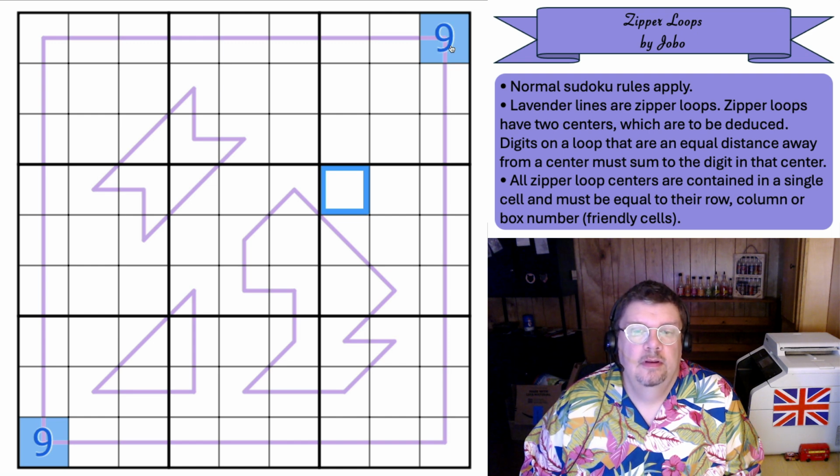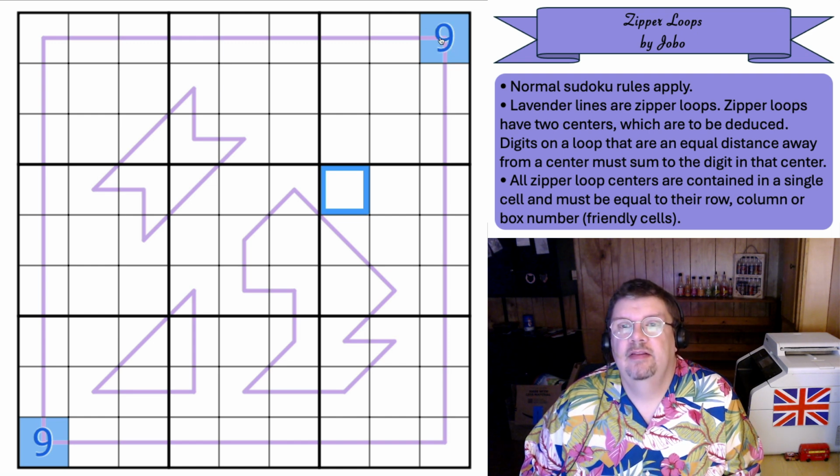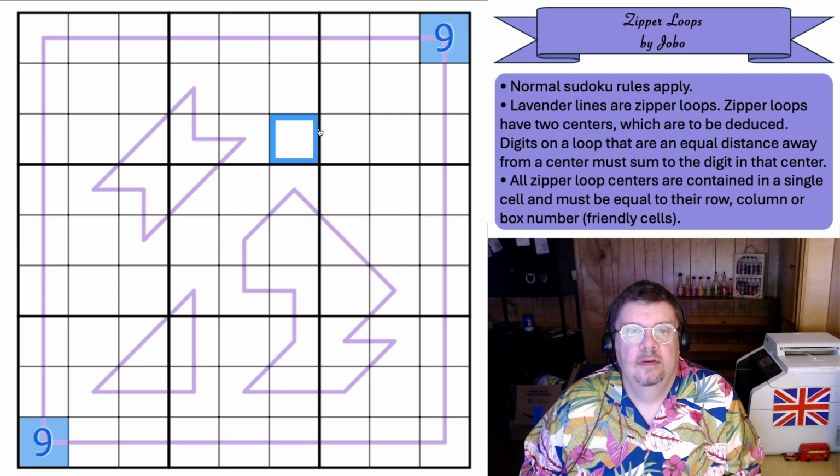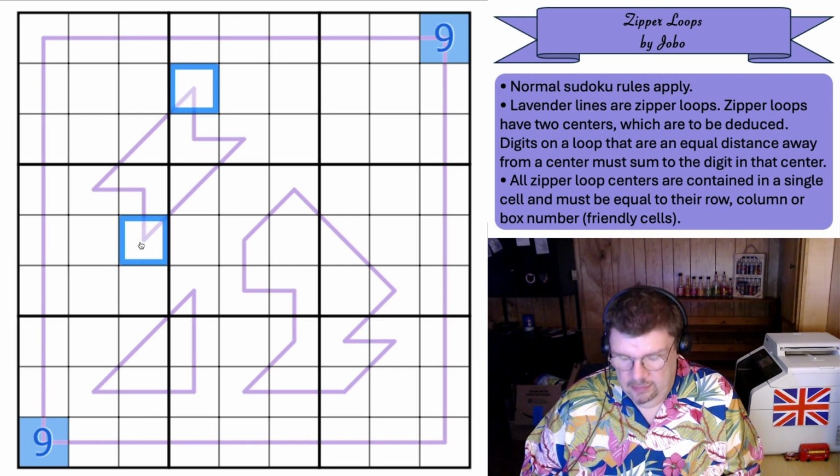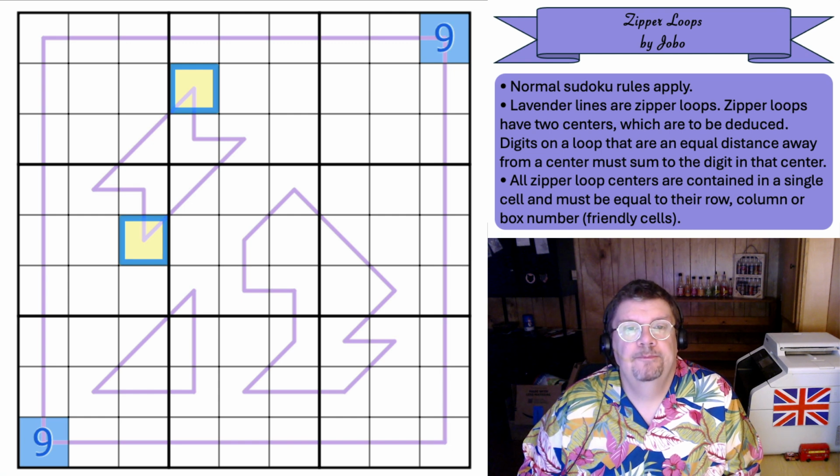And that seems to be a start. And this is in column 9, this is in row 9, and so we have our friendly cell requirement met. Okay. Let us have a look at this. Okay, if this were our center, they have to both be the same digit.